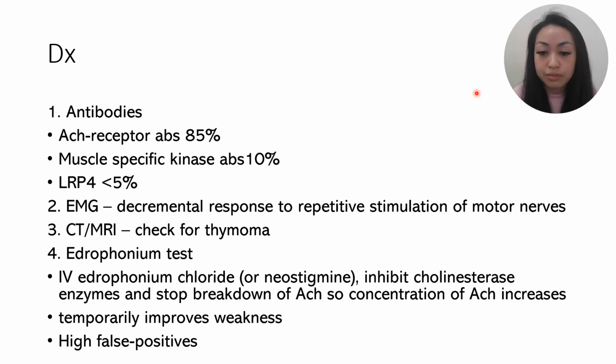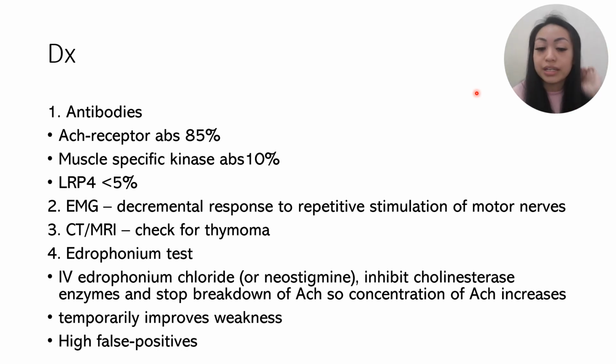Second, we could do EMG. So EMG for myasthenia gravis, we are going to see a decremental response to repetitive stimulation of the motor nerves. So as we stimulate the motor nerves more and more, basically we elicit that fatigability in the muscle. So there's going to be a decremental response to that repetitive stimulation on an EMG. Third, we could do a CT or MRI to check for a thymoma. Remember that tumors in the thymus gland are strongly associated with myasthenia gravis.